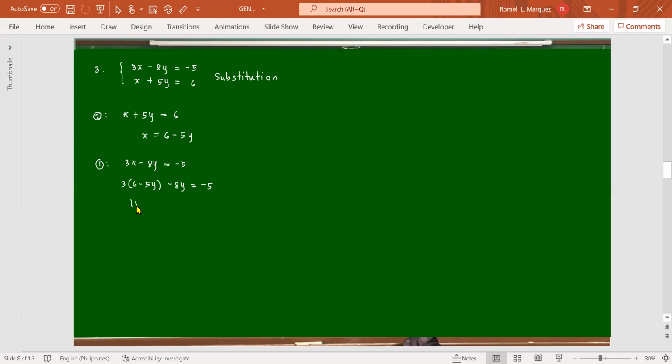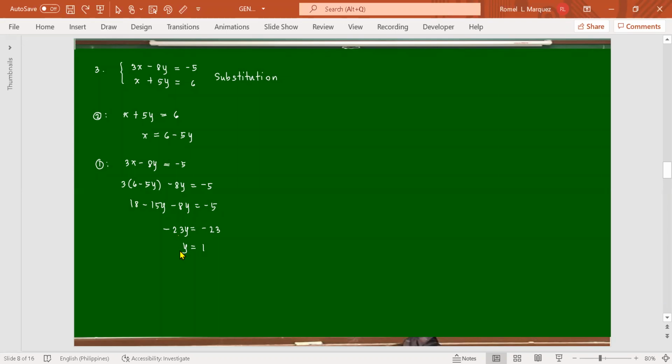Okay, so I'll simplify: 18 minus 15y minus 8y is equal to -5. What is this? 18 minus 23y. What is -5 minus 18? -23. So what is y? 1. Once you know already the y, you can now solve for the x. So let's solve for that. Let me box it first.